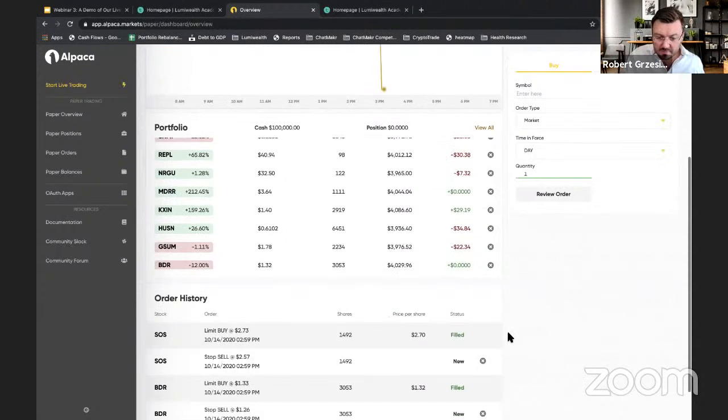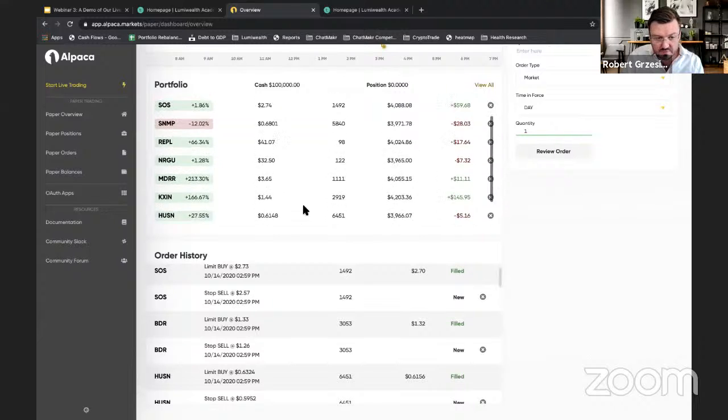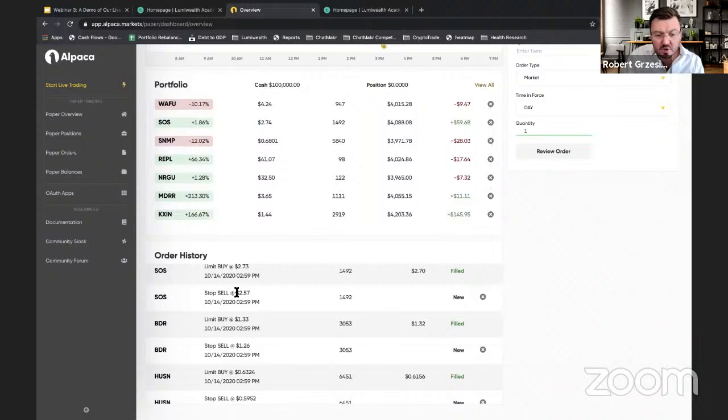And it bought them and it automatically also posted these stop losses. So it will automatically sell it when it reaches a certain point. So for SOS, it's at $202.74. It will automatically sell it at $2.57 if it falls that much. So to protect your losses. So this is an automatic robot doing this sort of thing.